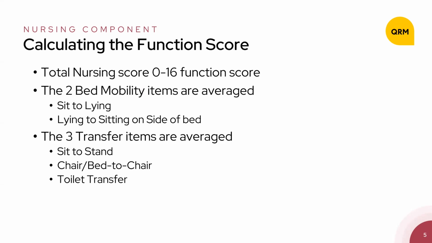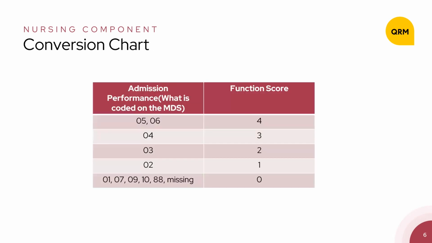So when we're trying to calculate that function score, you can get a total score of 0 to 16. And how you can do that is your bed mobility items, those 2 bed mobility items are averaged, and your transfer items are averaged. But your eating and your toilet hygiene, they're standalone. So CMS gave us a conversion chart.